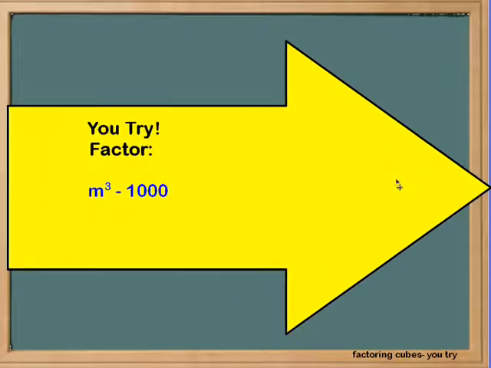We want to factor m to the third minus 1,000. Follow your 5 steps. Press the pause key as you work and come back when you're finished. I'll have the answer for you.